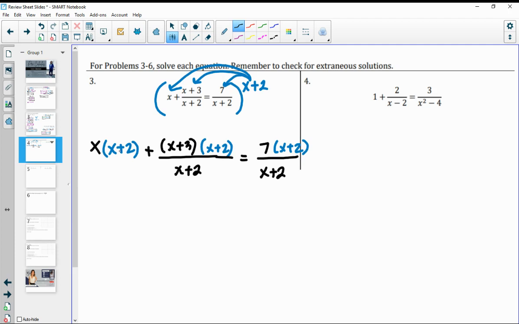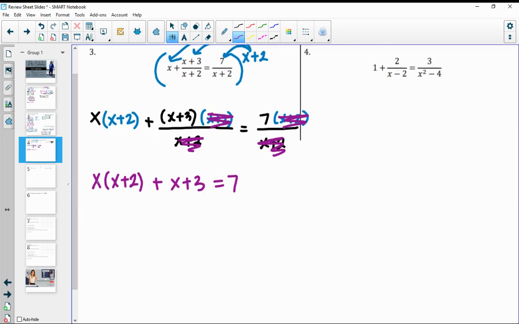So now what we're left with, we can start crossing out common factors here. So there's nothing in common here. Here we have an x plus 2 on top and bottom, so that'll divide out to 1. And here we also have an x plus 2 on top and bottom, so that'll divide out to 1. So now what we're left with is x times x plus 2 plus just this x plus 3, so I don't need parentheses anymore, and then equals just this 7.